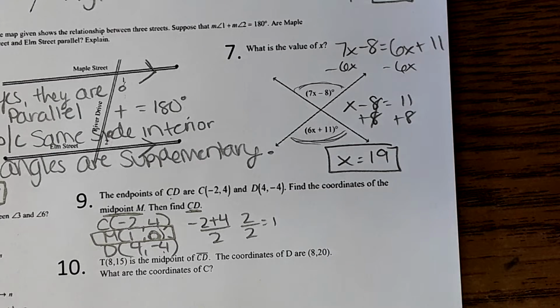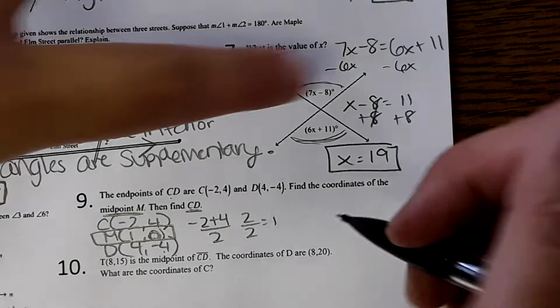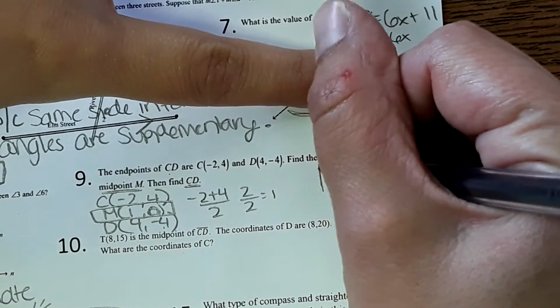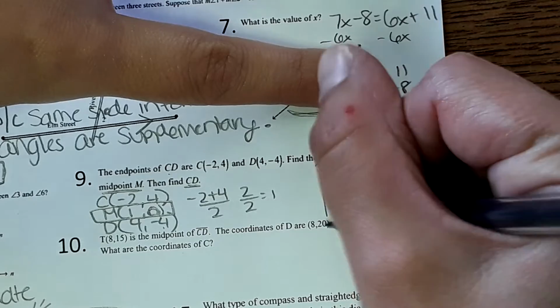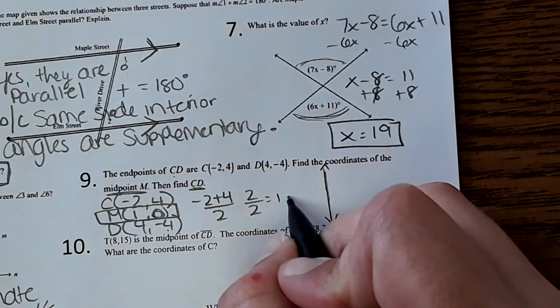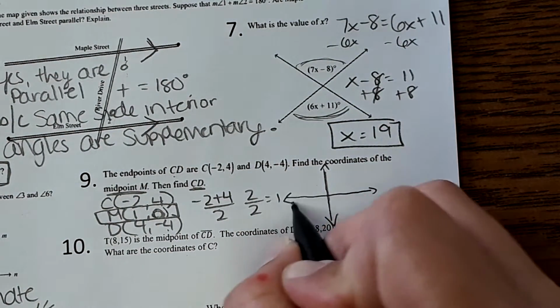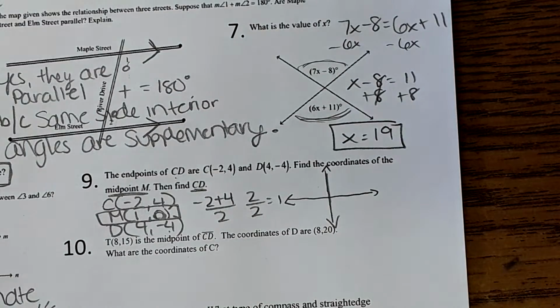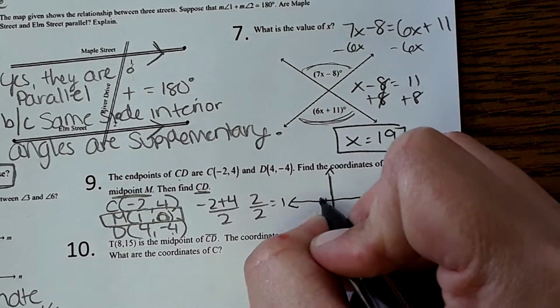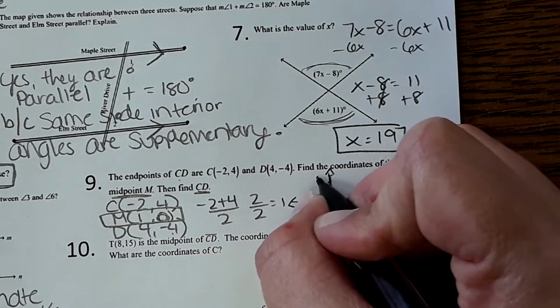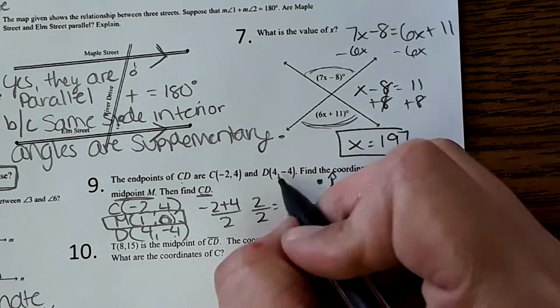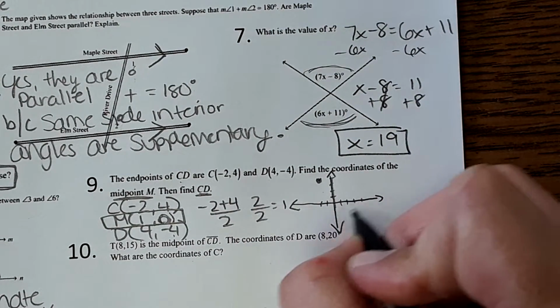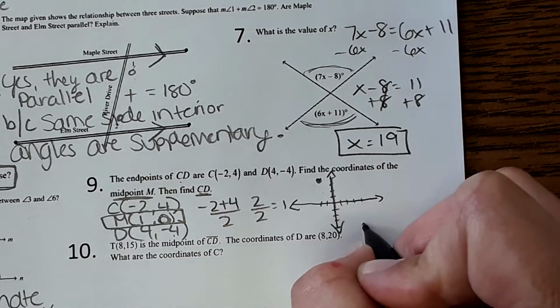And then to find the distance between those 2 points, your best bet is using Pythagorean theorem and graphing the points. It's just you'll have less error that way. So just quickly sketch out coordinate plane. C is at -2, 4. And then D is at 4, -4.